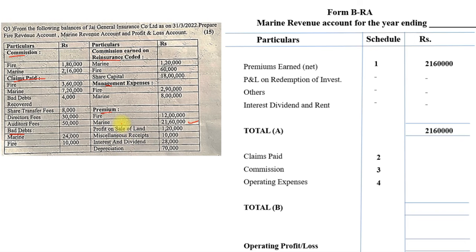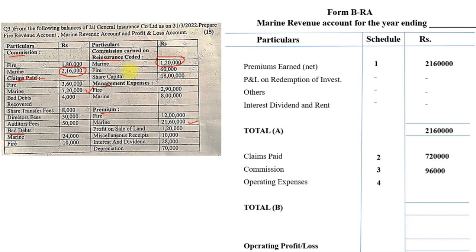Now claim paid, very important. I can see your claim paid directly. Marine's is given as 7,20,000. So we take it as 7,20,000. Commission, I can see two things. I can see commission paid and commission ceded. So commission paid of marine is 2,16,000 and ceded is 1,20,000. So we'll get the difference. 2,16,000 minus 1,20,000. So it comes to around 96,000. So we'll take it directly as 96,000. That is nothing but the difference between the both.